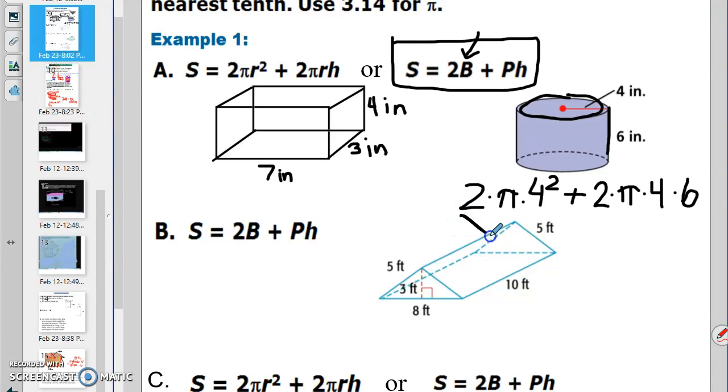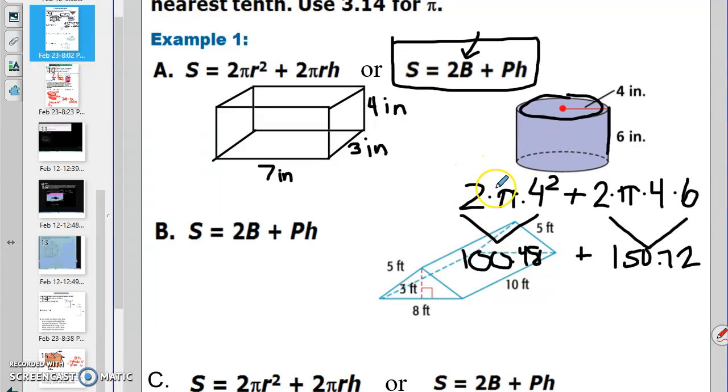Okay, we want to multiply this part together and then this part together first, write down our answers, and then add it up at the end. So this would be 16 times 2 times pi, which is 100.48. And then the next part is 2 times 3.14 times 4 times 6, and you get 150.72. And the last step is to add.